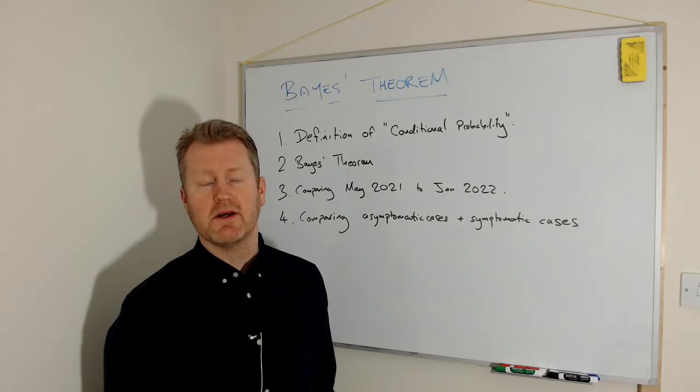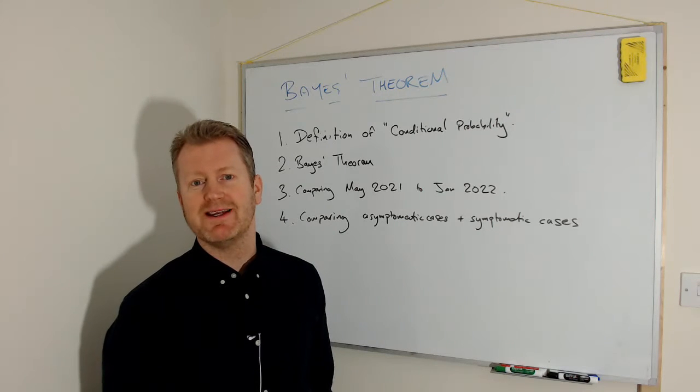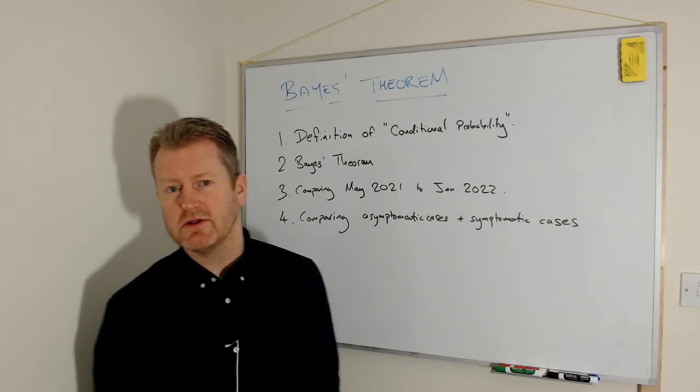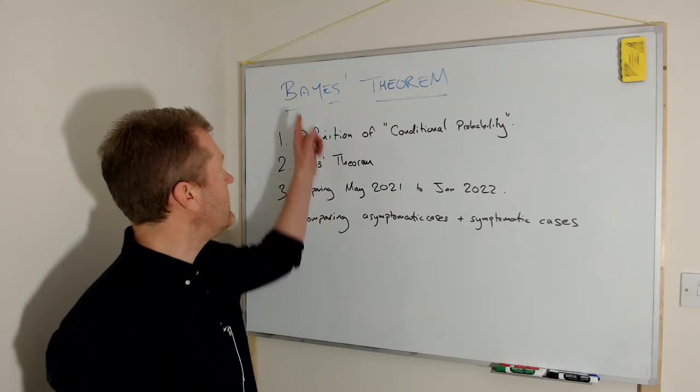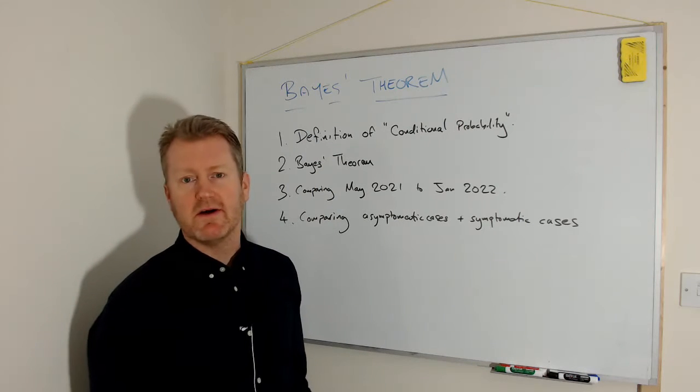They've done this to reduce the strain on the PCR testing system. And they've said it's because COVID is more prevalent in the community, therefore we can rely more on the lateral flow results. Is that the case? That's what we're going to ask today, and we're going to use Bayes Theorem to find out.